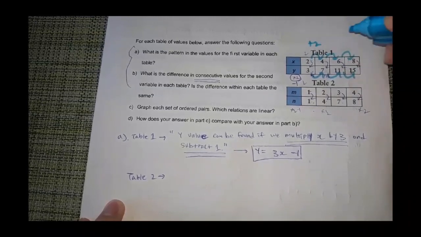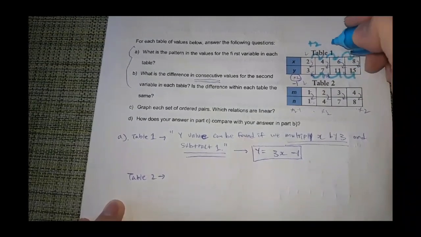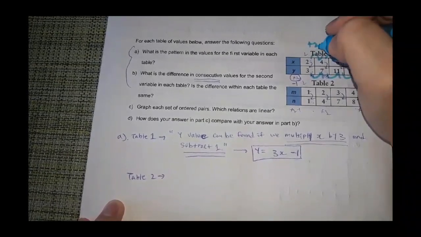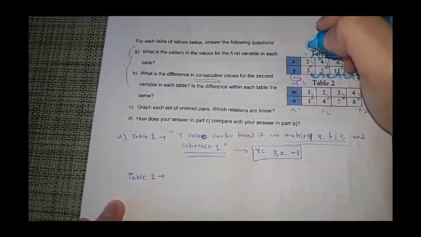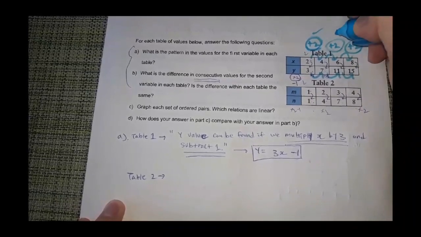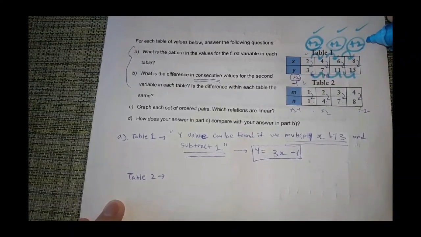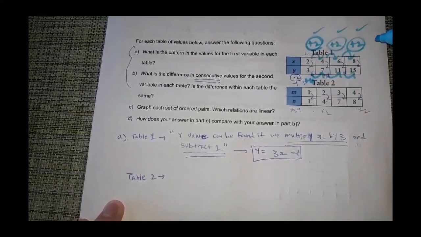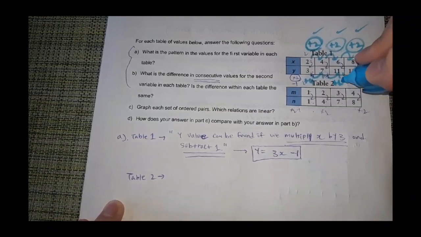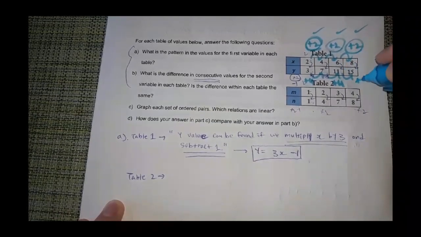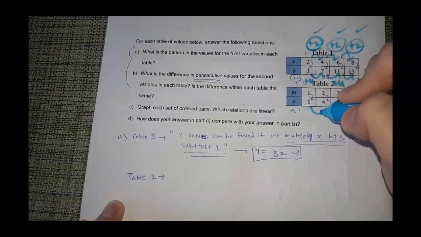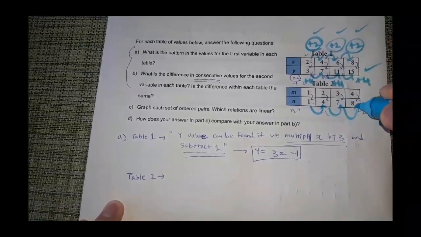2 to 4, do you see that it's added by 2? 4 to 6, added by 2. 6 to 8, added by 2. Can you see that? Constant adding or subtracting, if there is. If these agree, then it's a linear relationship. 3 to 7, can you see that you're added by 4? 7 to 11, added by 4. 11 to 15, added by 4. This pattern also works.